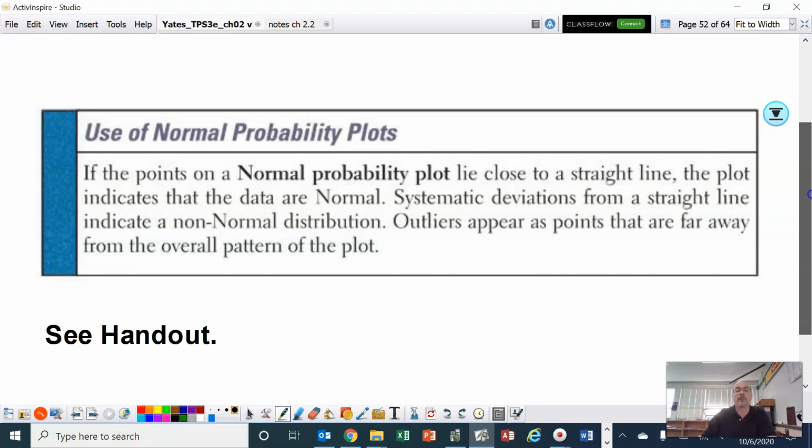Again, this is out of your book, and there is no handout, folks, so ignore that part. If the points of a normal probability plot, again, I just emphasize this, lie close to a straight line, the plot indicates that the data are approximately normal. Systematic deviations from a straight line indicate non-normal distributions, and we'll look at some pictures, and I would advise putting those pictures in your notebook. Outliers appear as points that are far away from the overall pattern of the plot.